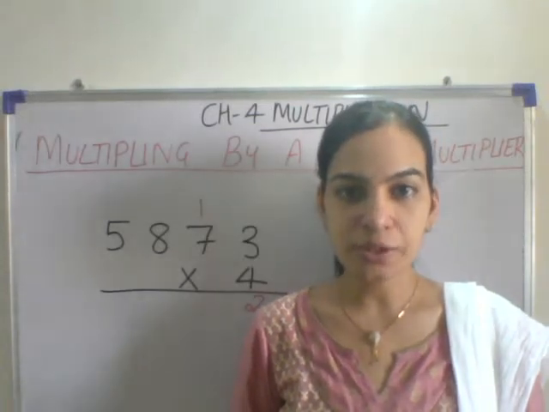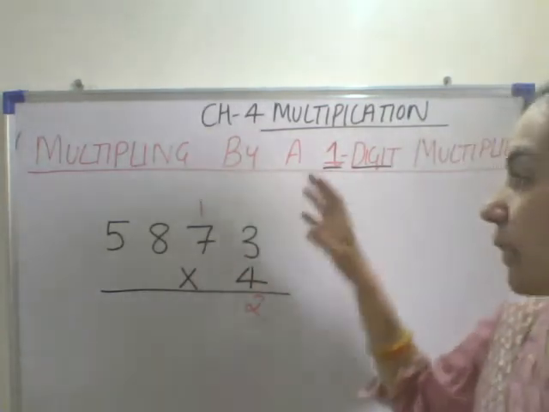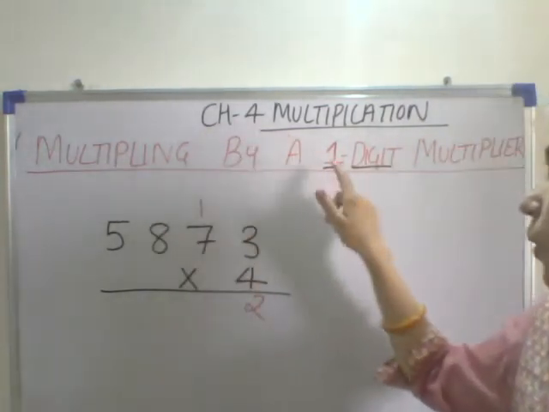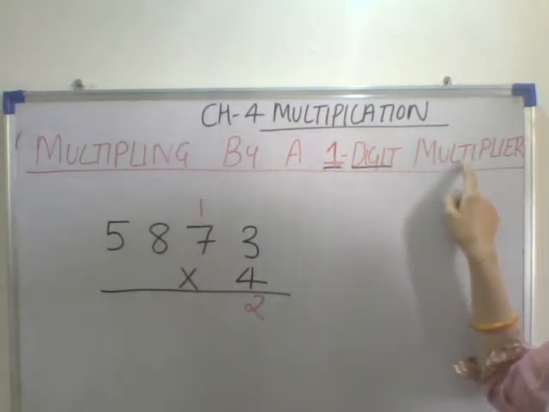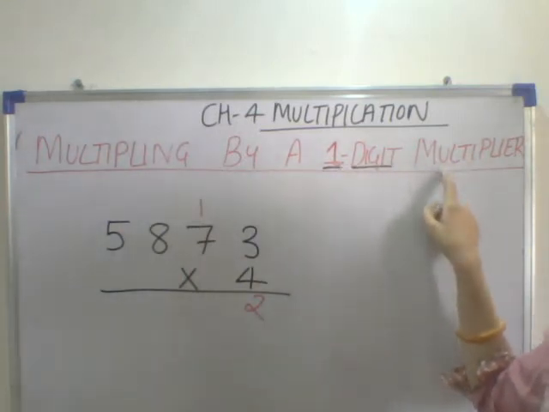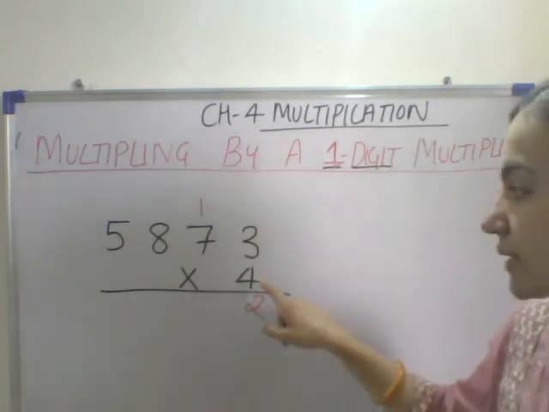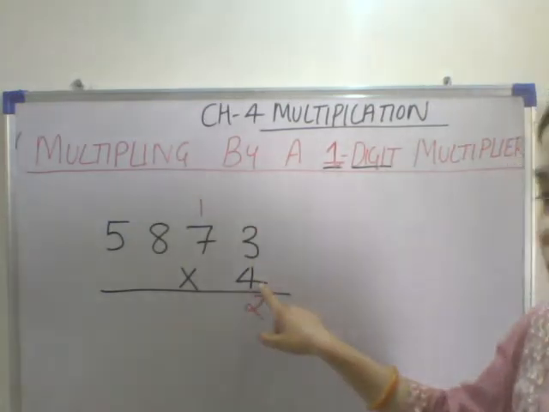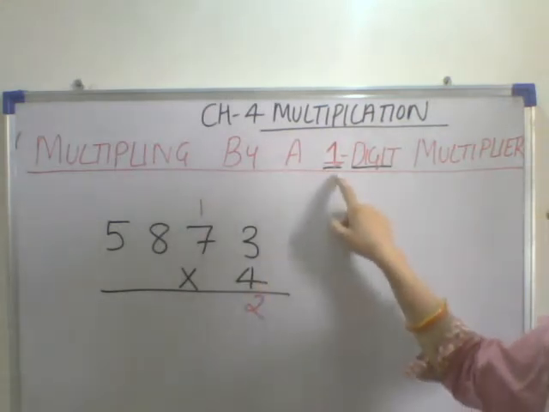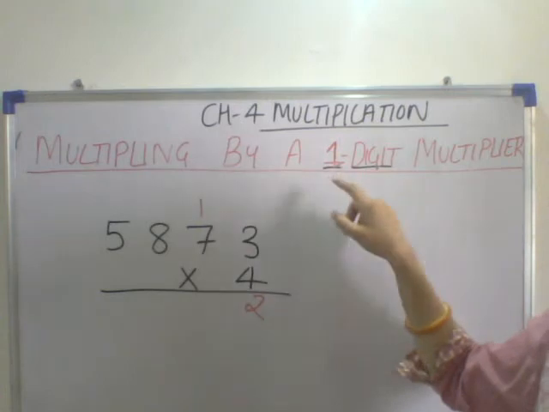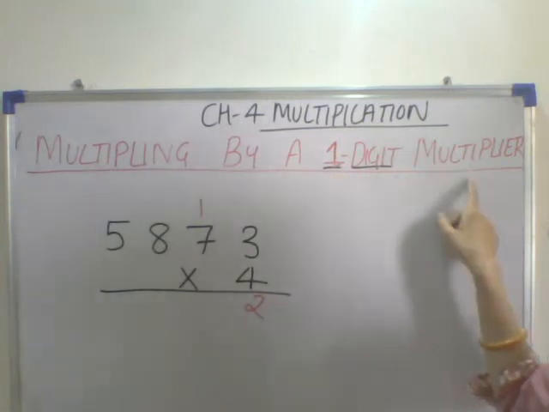Today we will be continuing chapter number 4, multiplication. Multiplying by a one digit multiplier. What is a multiplier? A number which multiplies the other number, that is the multiplier. Here the multiplier is 4 and this 4 is one digit. So I will be telling you how to multiply using a one digit multiplier.